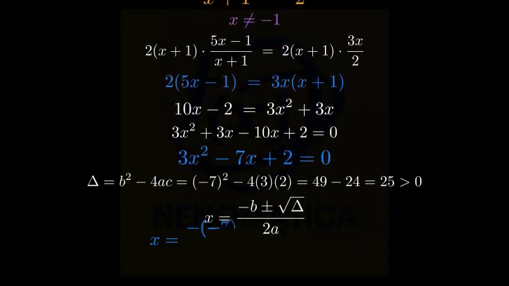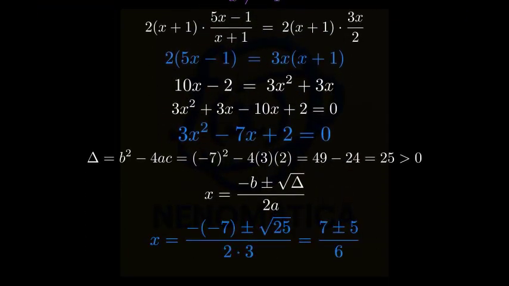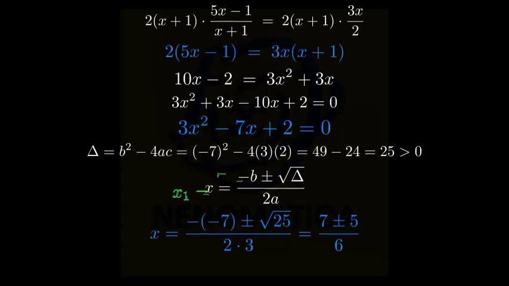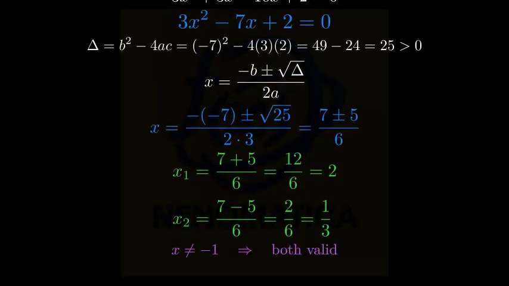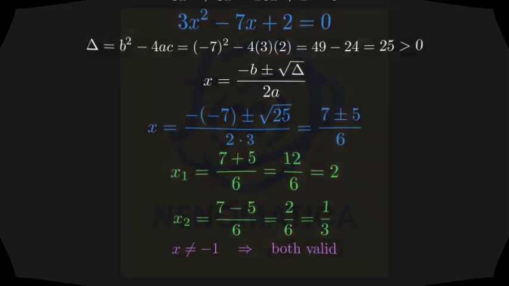Apply the quadratic formula. X equals -b plus or minus the square root of delta all over 2a. Substitute a equals 3, b equals -7, and delta equals 25. Evaluate the 2 possibilities. 7 plus 5 over 6 gives 2. 7 minus 5 over 6 gives 1/3. Both values are not -1, so they are valid solutions.